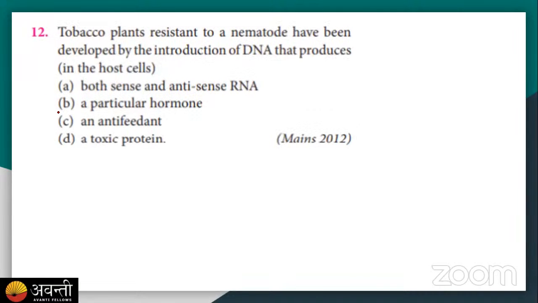So here is your next question. The next question says, tobacco plants resistant to a nematode have been developed by the introduction of DNA that produces in the host cell. Option A says both sense and antisense RNA. B says a particular hormone. C says an antifeedant, and D says a toxin protein. So here is your poll. Give your answer through this poll, that the tobacco plant resistance to the nematode has been developed by the introduction of DNA, which produces.